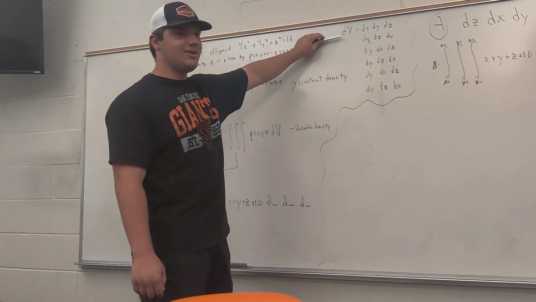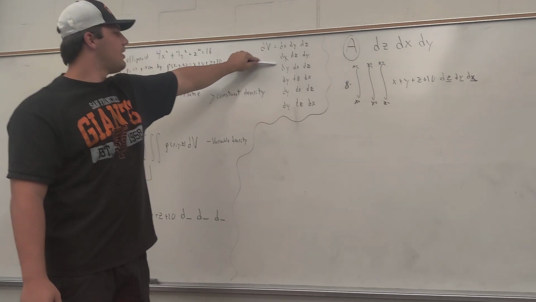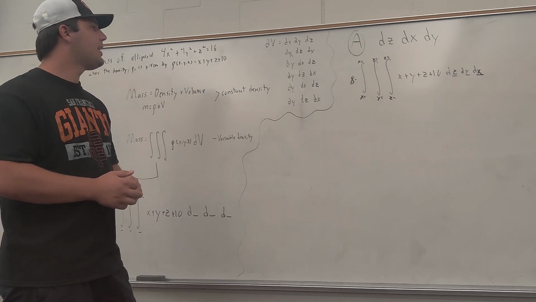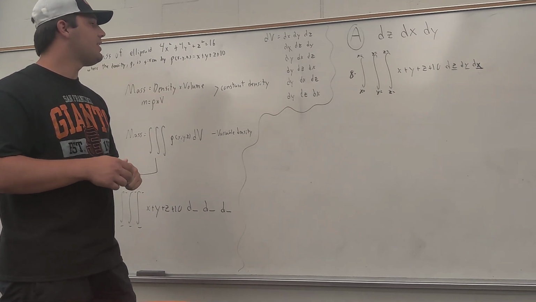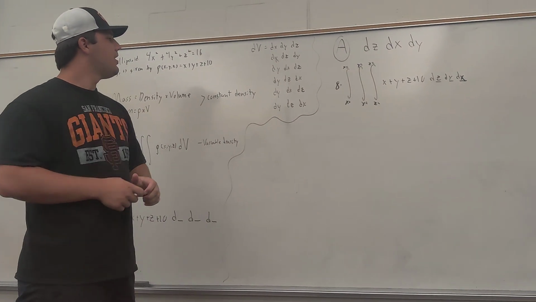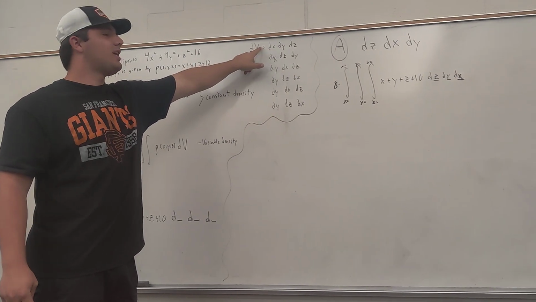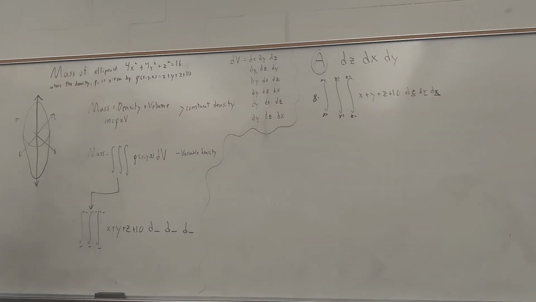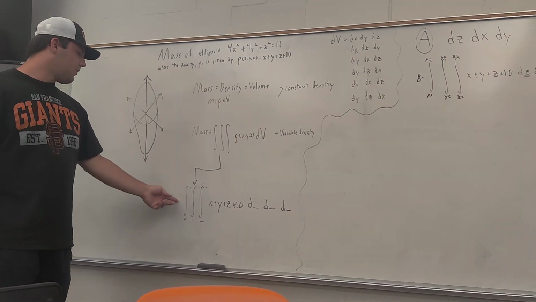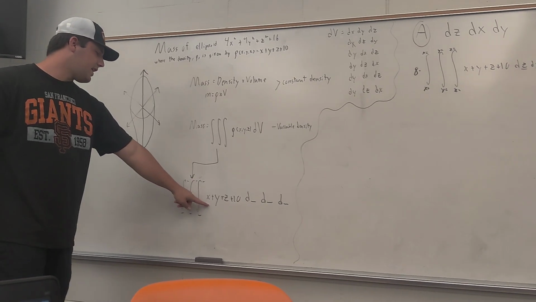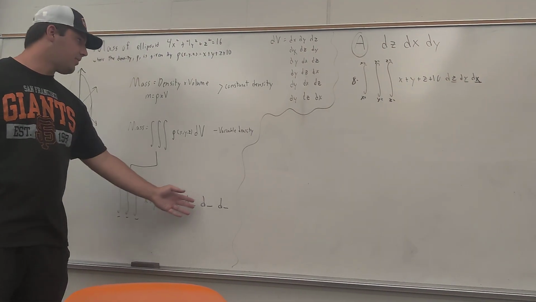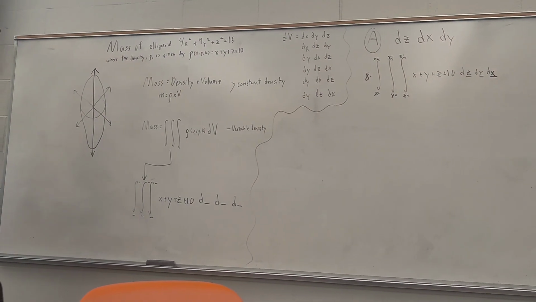And dv could equal any of these in any order: dx dy dz, dx dz dy, dy dx dz, dy dz dx, dz dx dy, dz dy dx. It could be any of these three, dx, dy, dz, in any order. When you plug in for dv, you get the triple integral, with limits, of x plus y plus z plus 10 with d whatever order you want to do it in.